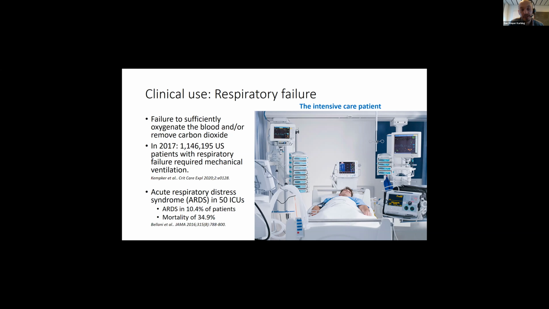In 2017, a bit over 1 million US patients with respiratory failure required mechanical ventilation. And in this group, a particular research focus has been the acute respiratory distress syndrome, in short ARDS. In a recent study over 50 ICUs, roughly 10% of patients admitted to the ICU had ARDS, and these patients are quite severely ill, with a mortality of around 35%.